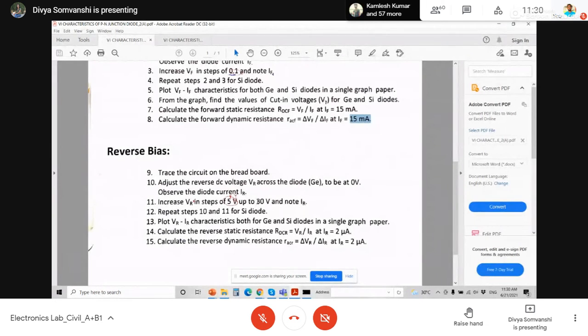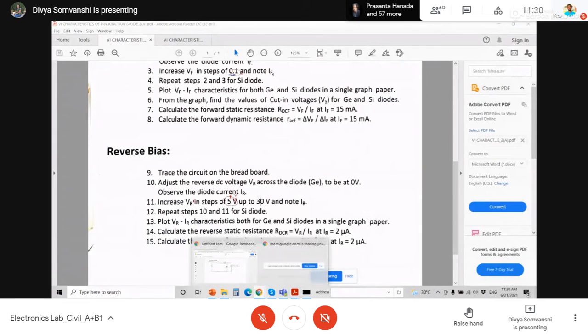Why are we going up to this large voltage, 30 volt? Because we want to make sure that our diode doesn't break down in reverse bias condition. And we already know that it is going to be a very small current, right? So that's why we are taking such a large step of 5 volt up to 30 volt. Then we have to determine the IV characteristic in reverse bias condition. Again, the same thing they have written: calculate the reverse static resistance at 2 microampere and the AC dynamic resistance.